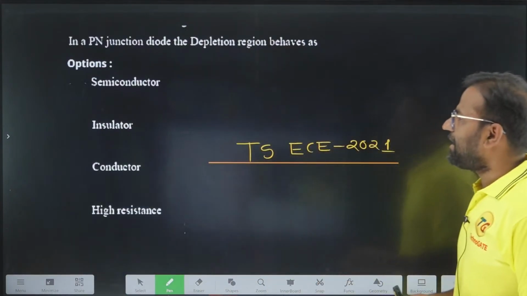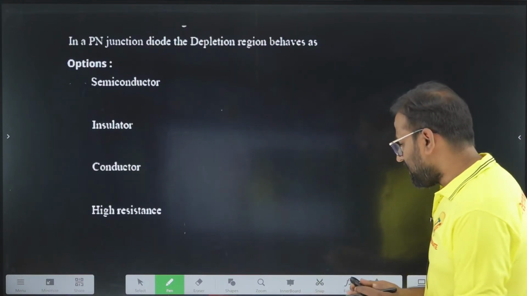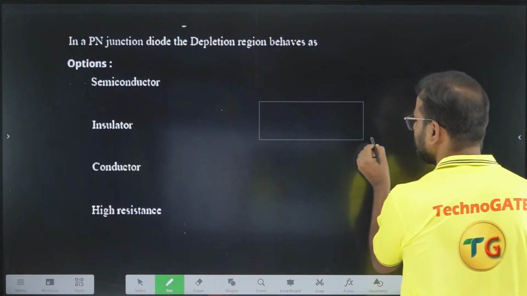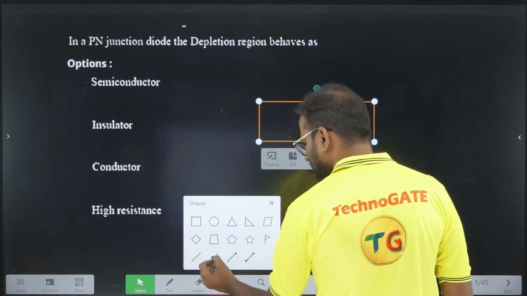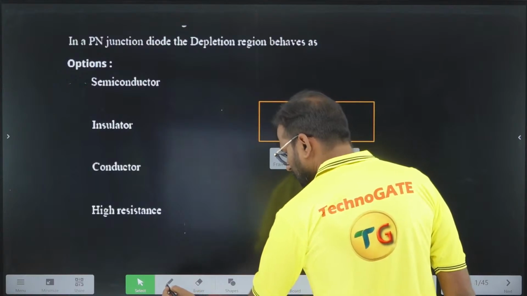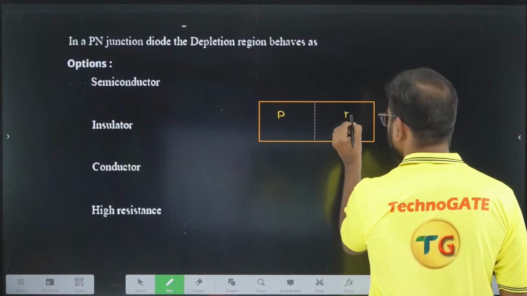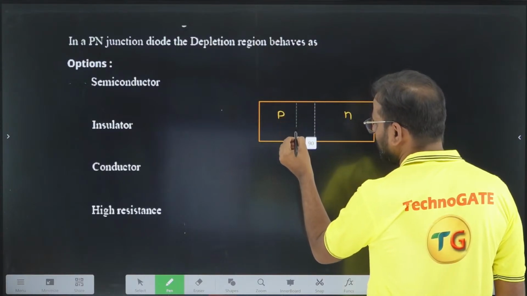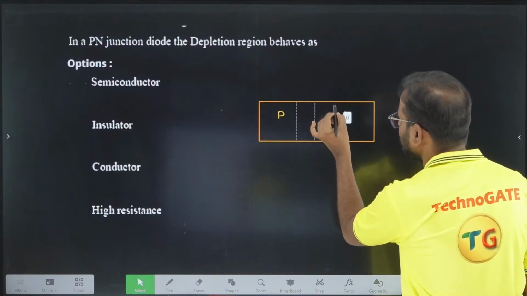The first question is saying, in a PN junction, the depletion region behaves as. So if I draw a PN junction, this is my PN junction, and let's say this is the contact point. This is the P region, and this is the N region. Near the junction, immobile ions are there.